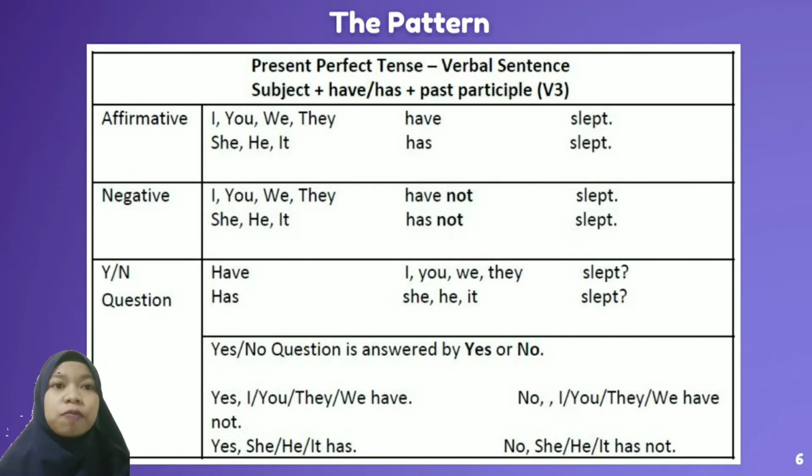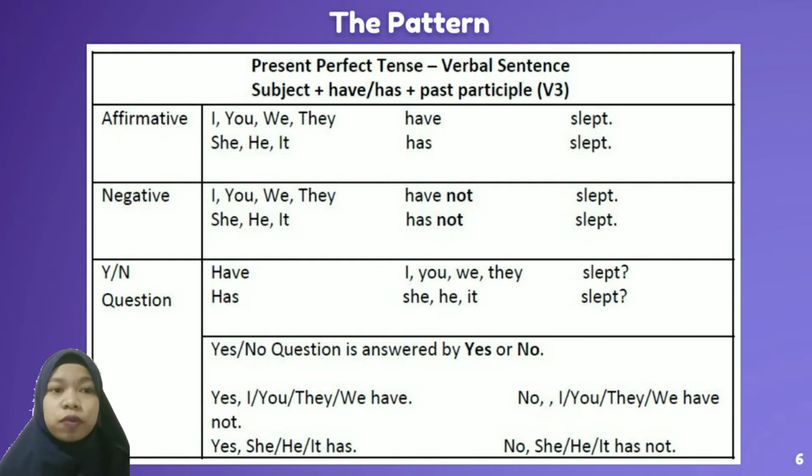Next, the pattern of present perfect tense in verbal sentence. For affirmative pattern, it is subject, have or has, and followed by past participle or verb 3. As you can see, in the example, you have slept. And then for negative form, you only have to add not after have or has. So you can see the example, she has not slept.